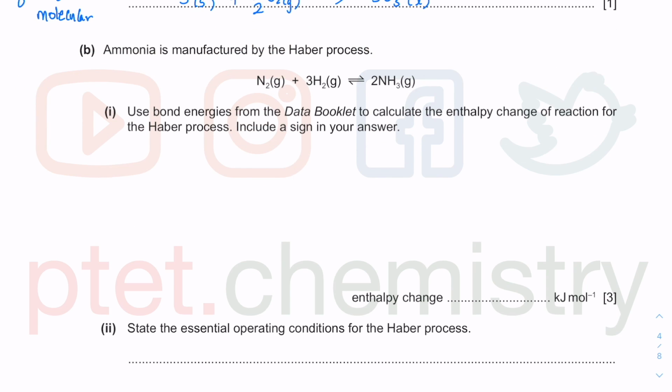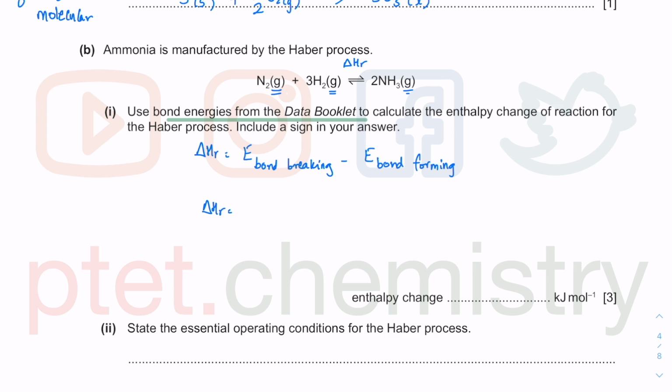This next question says use bond energies from the data booklet. Well, now that you have the 2022 syllabus, the data booklet is no longer a separate entity, but rather it is included in the question, so things will have changed. They might have provided you with the bond energy here. So if we are given the bond energy, everything is in the gaseous state, we can use delta H of reaction equal to the total energy for bond breaking minus the total energy for bond forming.